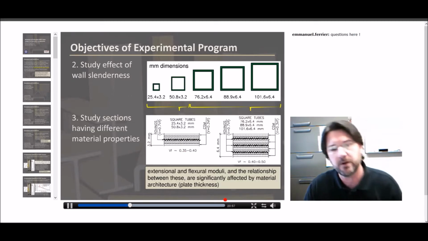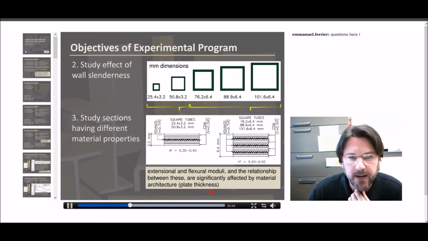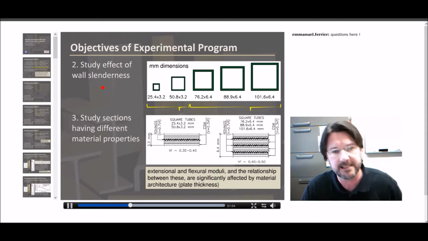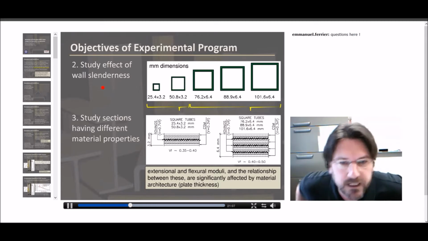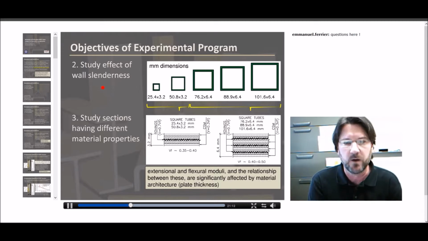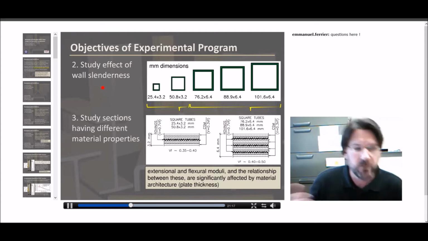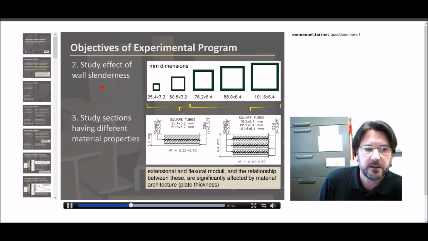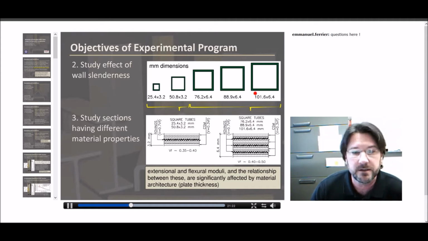So what I want to do is to take you through briefly the experimental program. We studied the effects of wall slenderness, and I want to highlight some of the issues that we come up with when we're dealing with pultruded FRP, and I appreciate that pultruded FRP may not be as well known to some of the people joining us today. So we looked at 5 different shapes, box shapes from 25 millimeters up to 100 millimeters. Boxes, very typical pultruded shapes, and wall thicknesses of 3 millimeters and 6 millimeters.